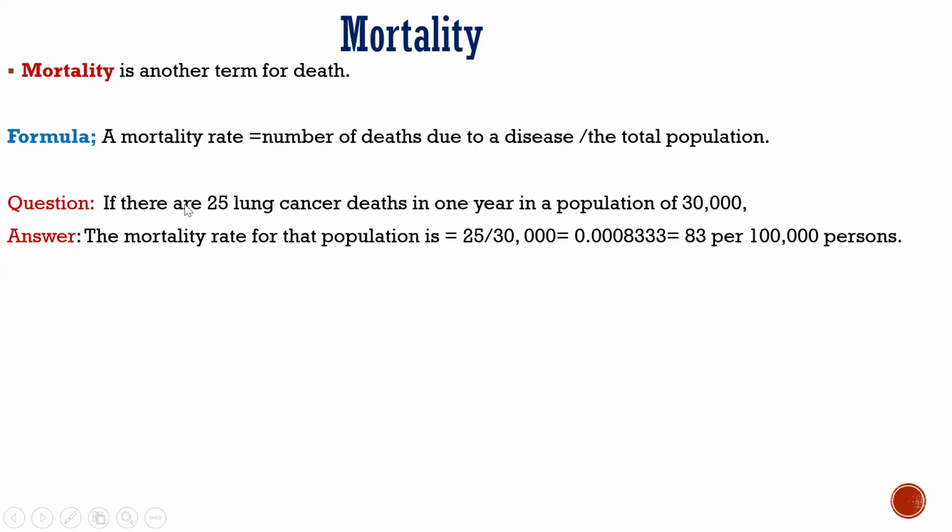So there's a question: if there are 25 lung cancer deaths in 1 year in a population of 10,000, what is the mortality rate of lung cancer in that year? To calculate the mortality rate, we say it's the number of deaths due to the disease, which is 25, over the total population, which is 30. So we are getting 0.008333, which if you multiply by 100,000 persons gives 83 deaths per 100,000 persons in that year. So that is how to calculate the mortality rate. I hope you really understand what we're talking about.